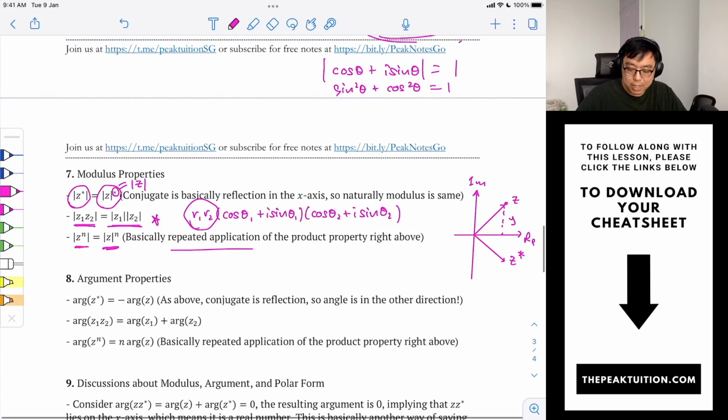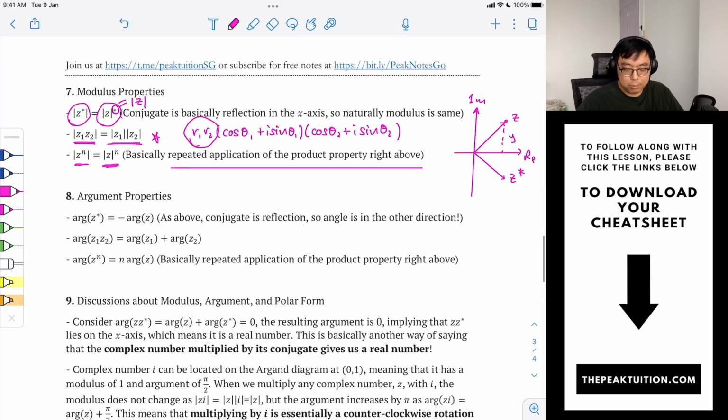Basically repeated application of the product property right above, which is this. Okay? So these are some modulus properties when it comes to complex numbers. Modulus here is just talking about the magnitude. Okay? Next, we have argument properties, the properties with the argument angle.